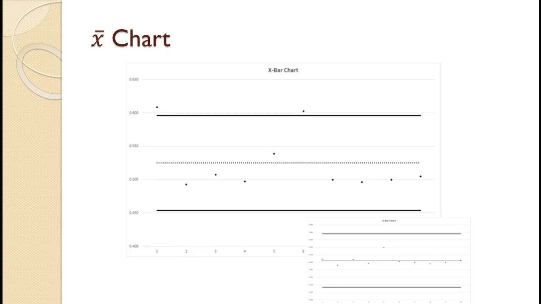Since none of the ranges changed, the R chart remains the same and will not be explained. This slide shows the resulting Xbar chart along with the prior Xbar chart smaller and at the bottom. Not only are the control limits wider and shifted up, points 1 and 6 are now out of control.